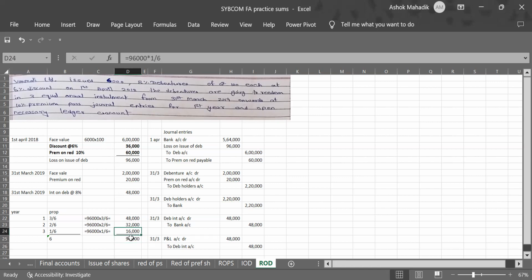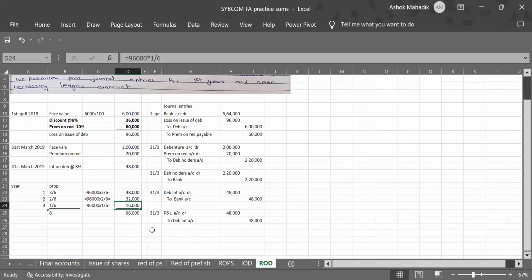Okay. If you don't understand the logic, just write the outstanding installments. If it is 5 years, write 5, 4, 3, 2, 1, take the total. And accordingly, you can calculate the proportion in which you have to write off the loss. So we'll write off the loss now.